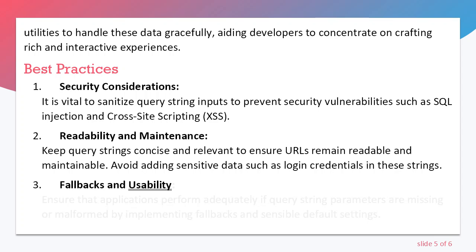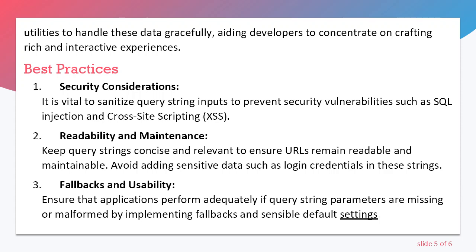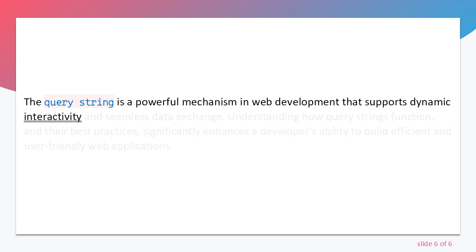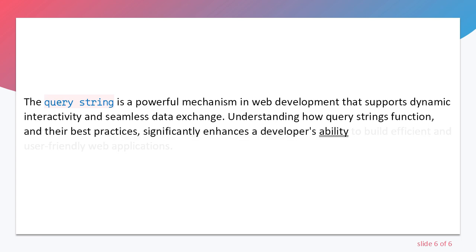Fallbacks and usability. Ensure that applications perform adequately if query string parameters are missing or malformed by implementing fallbacks and sensible default settings. The query string is a powerful mechanism in web development that supports dynamic interactivity and seamless data exchange. Understanding how query strings function, and their best practices, significantly enhances a developer's ability to build efficient and user-friendly web applications.